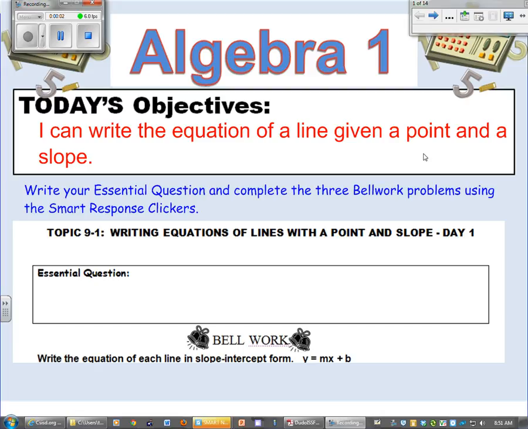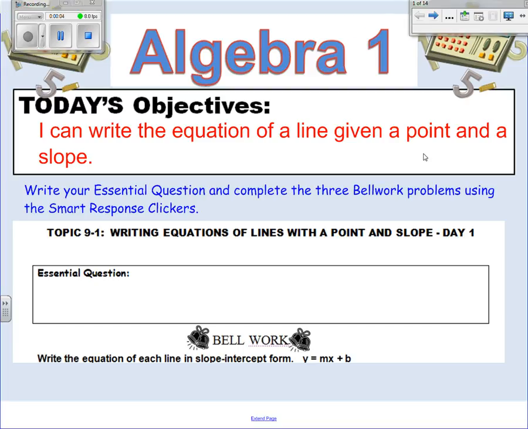This is topic 9-1, writing equations of lines with a point and a slope, day 1. Our objective today is I can write equations of lines given a point and a slope, so our essential question will be, how can I write equations of lines given a point and a slope?